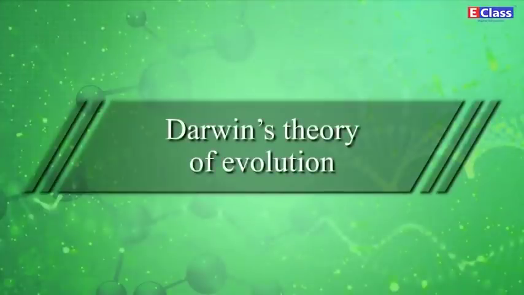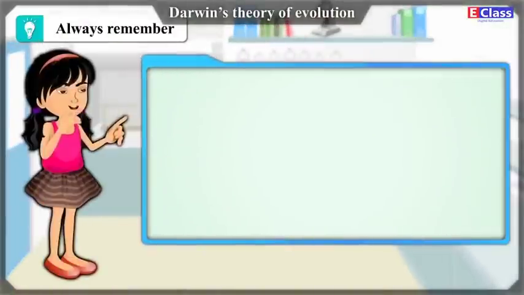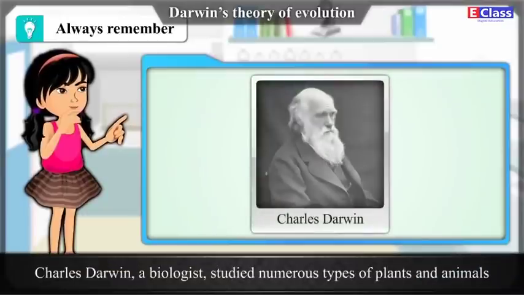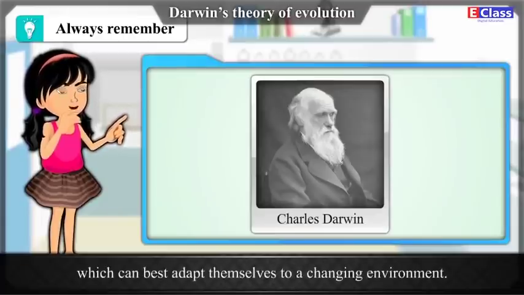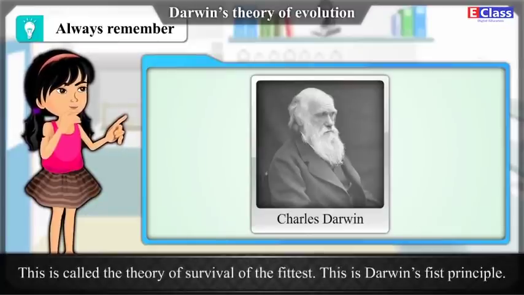Great scientists. Darwin's theory of evolution. Charles Darwin, a biologist, studied numerous types of plants and animals and suggested that only those organisms are likely to survive which can best adapt themselves to a changing environment. This is called the theory of survival of the fittest.